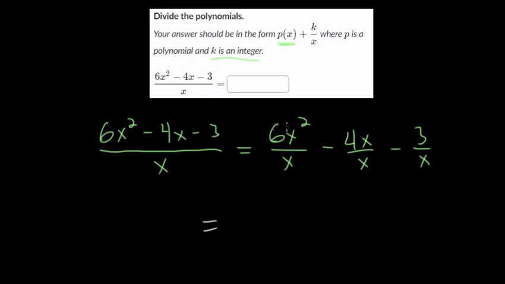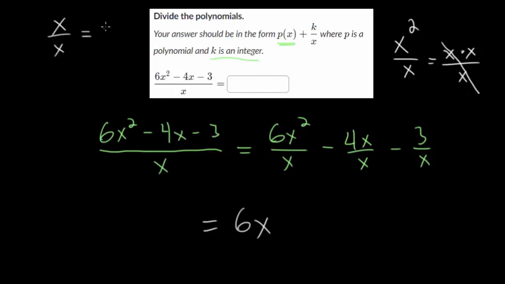So we have 6x squared divided by x. There are two x's up top, one down below, and so one of them will cancel out, and you get 6x. Since, remember, x squared over x is really just x times x divided by x. And like I mentioned, one of those x's will cancel out, since anything divided by itself is always equal to 1. So this becomes 6x. This x divided by x, those will cancel. We get minus 4. And then here we have this minus 3 over x. And since we don't know what x is, we're not going to be able to simplify this.